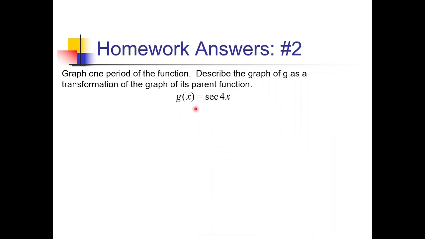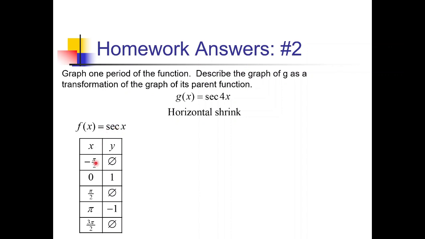To draw secant of 4x, let's go ahead and figure out the transformation. The 4 inside here is giving us a horizontal shrink since 4 is bigger than 1. So shrinking that horizontally. And then the original parent table, we've got our secant table from negative pi over 2 to 3 pi over 2.